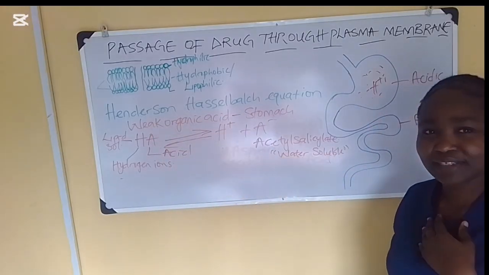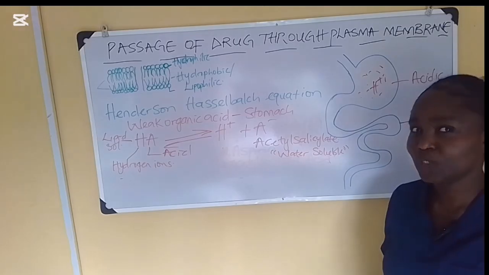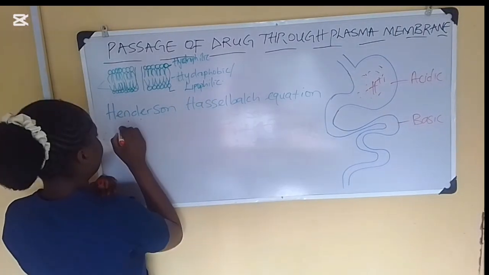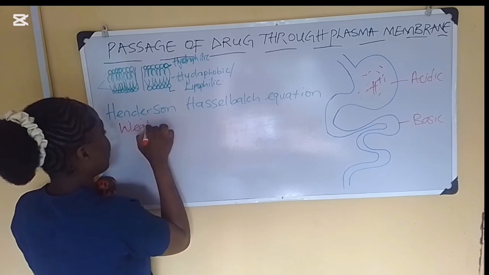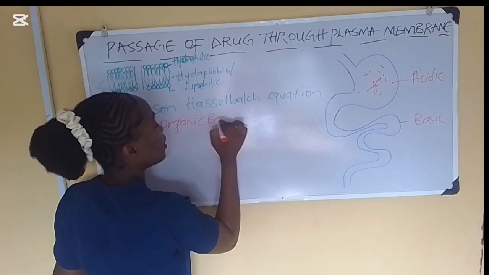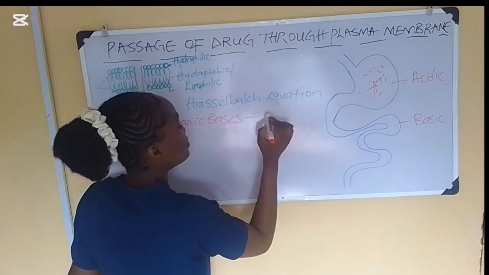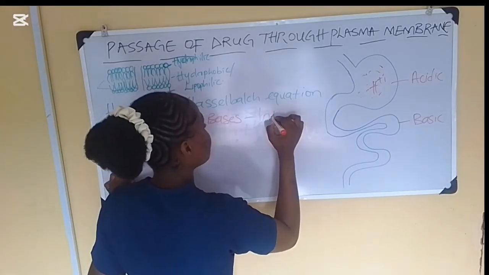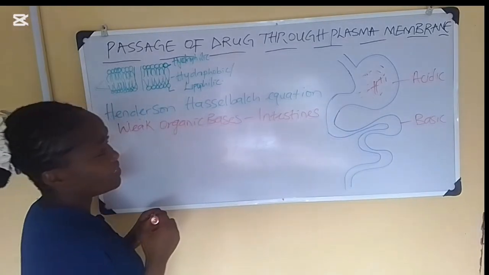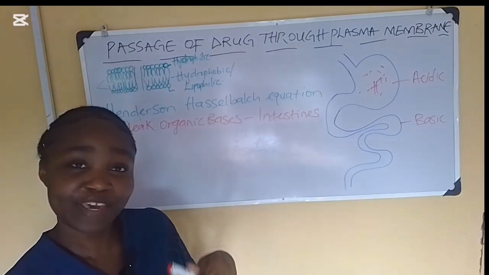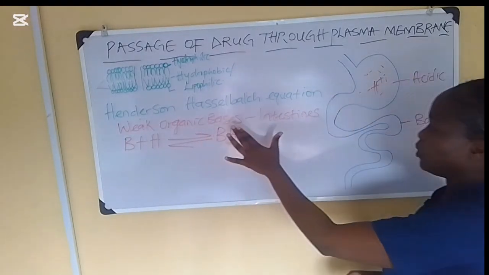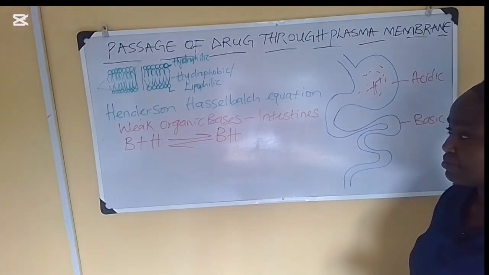Now, how about bases? Let's see what difference a base makes. Weak organic bases dissolve more in the intestines. Now, we're going to use the Henderson-Hasselbalch equation. I like to use this to explain why weak organic bases will dissolve more in the intestine.